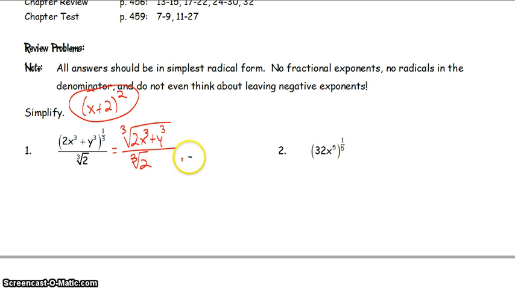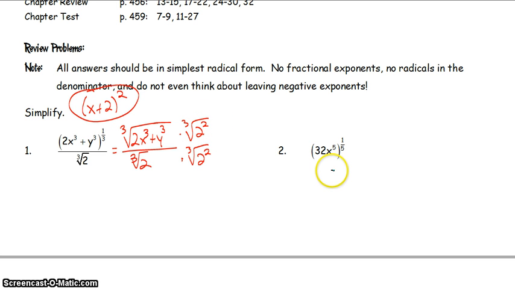So I'm going to multiply the top and the bottom by the third root of 2 squared, which we all know is 4. I'll rewrite it with that right now. So third root of 2 squared times third root of 2 squared.